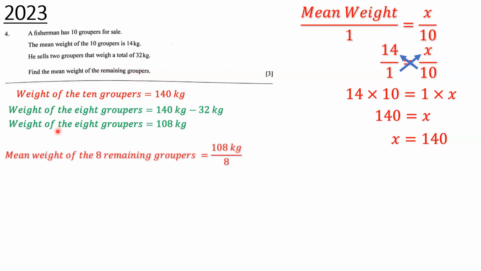So in order to figure out the mean weight of the 8 remaining groupers, it's going to be 108 kilograms, which is the sum of their weights, right? 108 is the sum of the weights of the 8 groupers, divided by the number of groupers that we have, which is 8. And so it's going to be 108 divided by 8. And so the answer is going to be 13.5. So the mean weight of the 8 remaining groupers is going to be 13.5 kilograms.